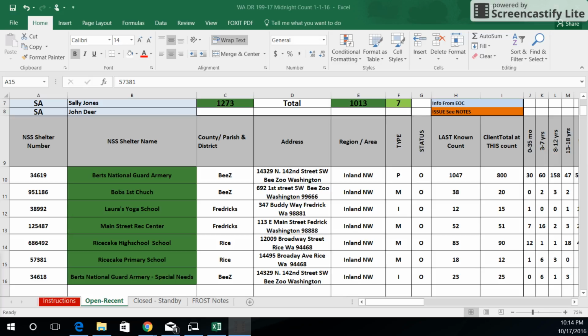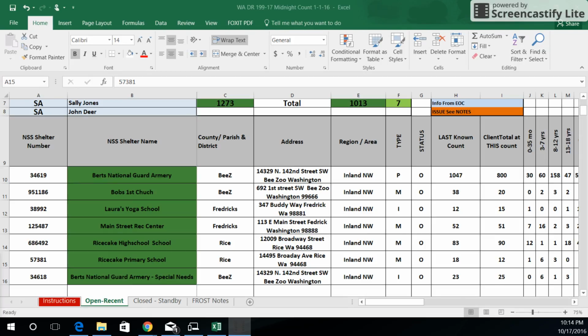So let's talk about special needs shelters for a moment. You'll notice on line 10 and on line 16, they both say Burt's National Guard Armory. However, line 16 says special needs, and if you look, the shelter numbers are different. They may have two very separate individual shelters on the same site.